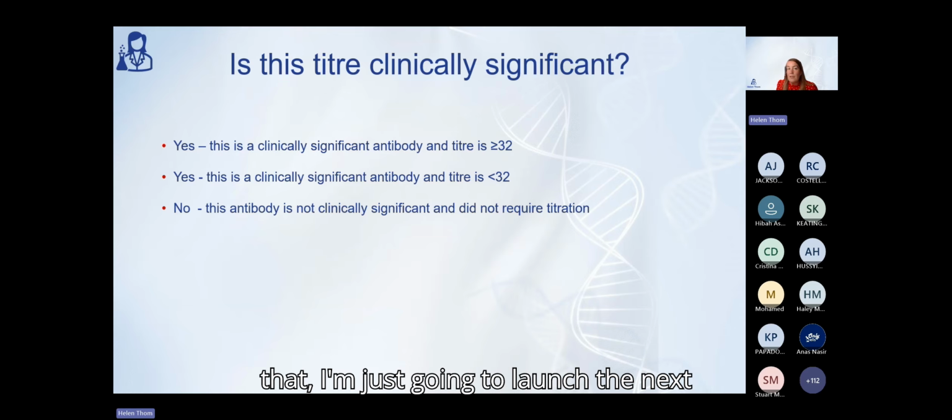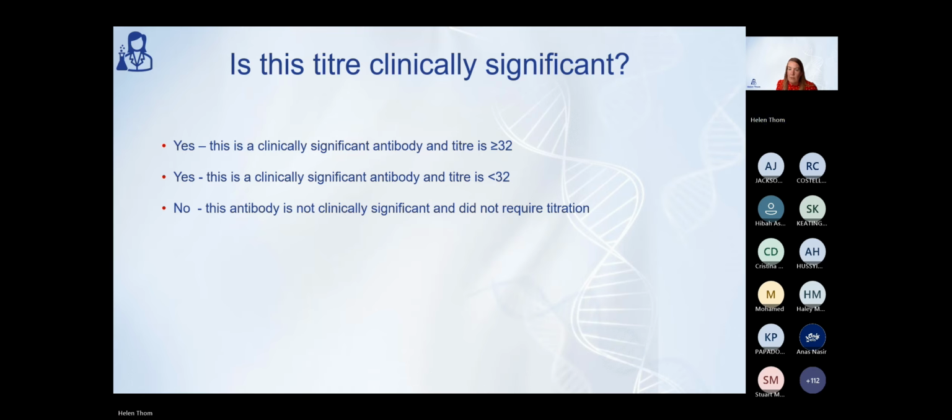So with that, I'm just going to launch the next question, and we are just going to ask, is this a clinically significant titer? So yes, it's clinically significant because it's a clinically significant antibody and the titer is above 32. Yes, this is a clinically significant antibody and the titer is less than 32. Or no, this antibody is not clinically significant and you didn't actually need to titrate it. So I'll just let you pop that in, see what people are saying around that one.